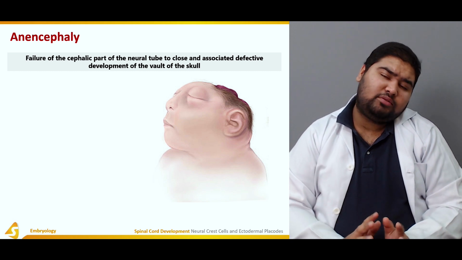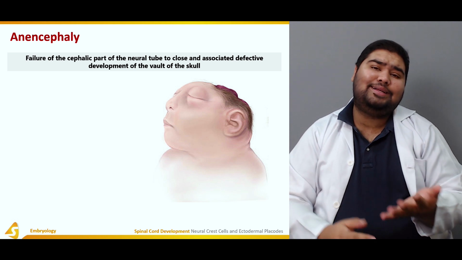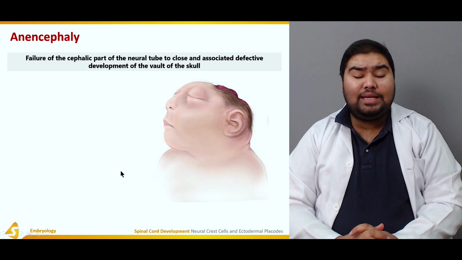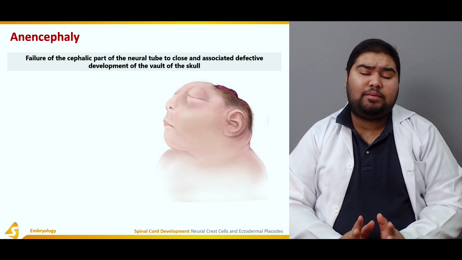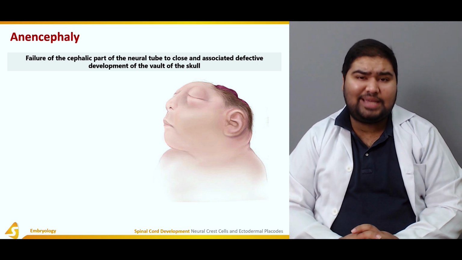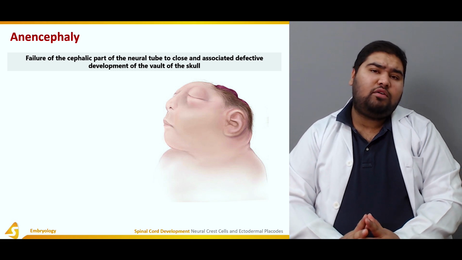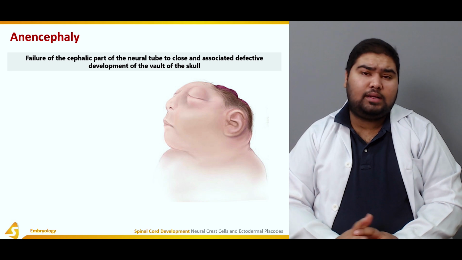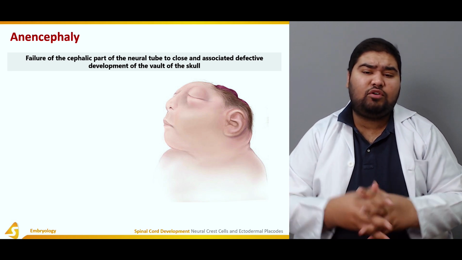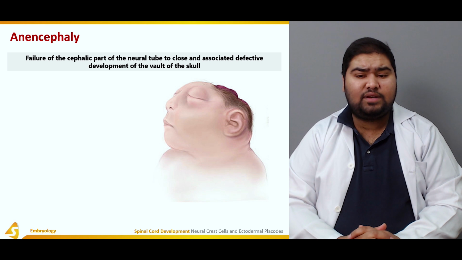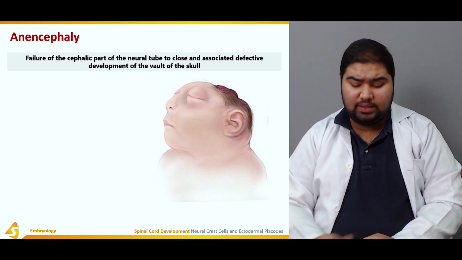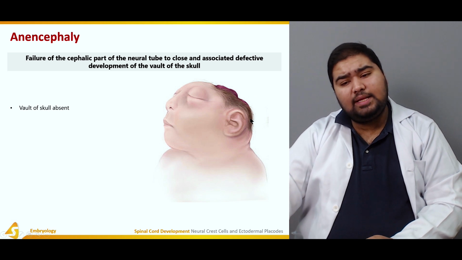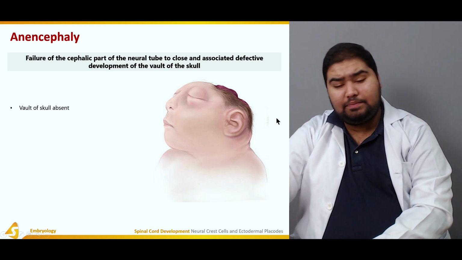So, we talked about it earlier as well. The anterior neuropore closes at early 4th week of development at about 20 somite stage. So if there's failure of the closure of the cephalic part of the neural tube, it is also associated with the faulty development of the skull. It gives rise to anencephaly as shown in the figure. So the vault of the skull is absent. Here you can see the skull vault is completely absent.